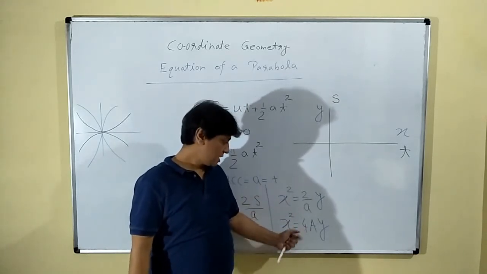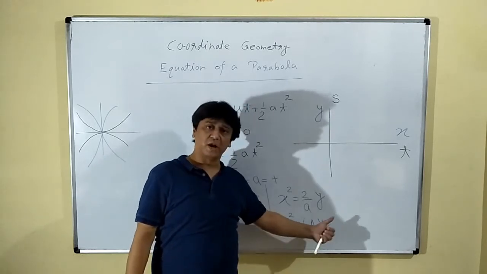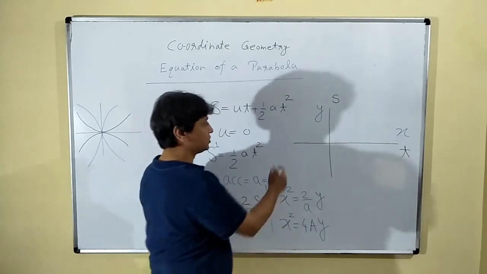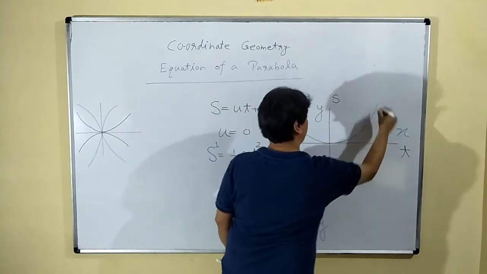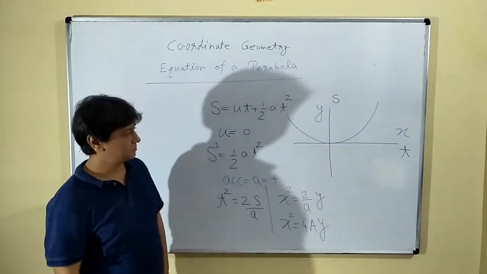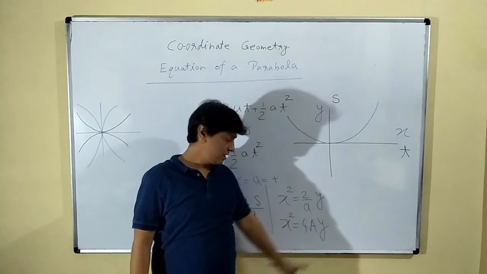When you compare these two equations, you know an equation of this type, x square equals to 4ay. How do you open it? You open this equation in this form. That's how you open it. X square equals to 4ay.